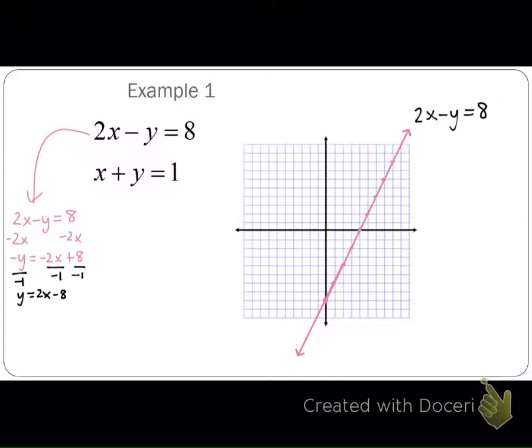All right. How do I get x plus y equals 1 into slope-intercept form, Ryan? Perfect.